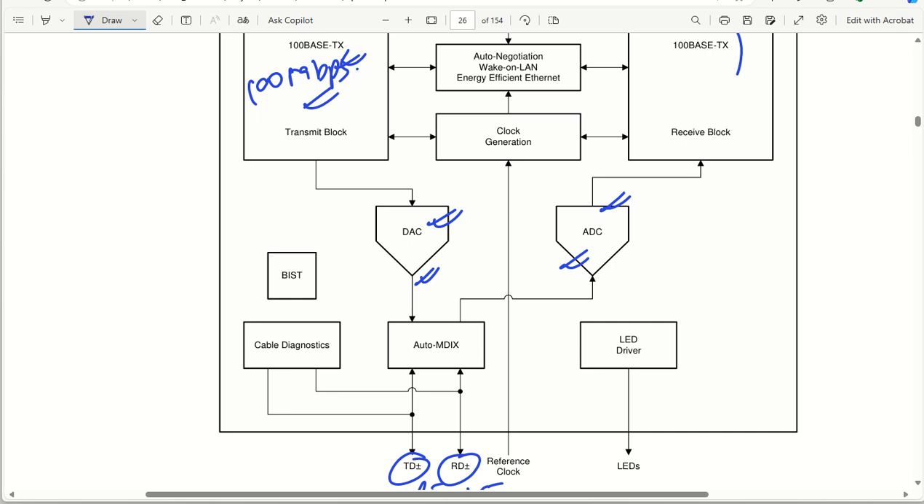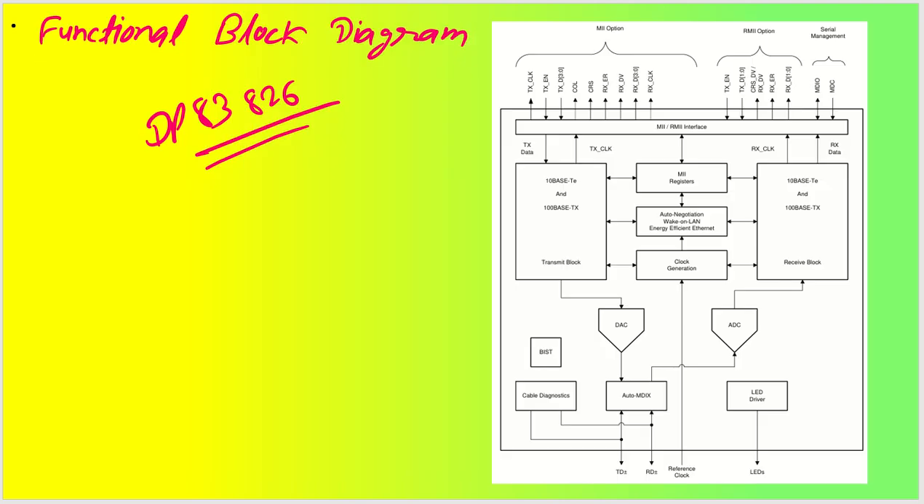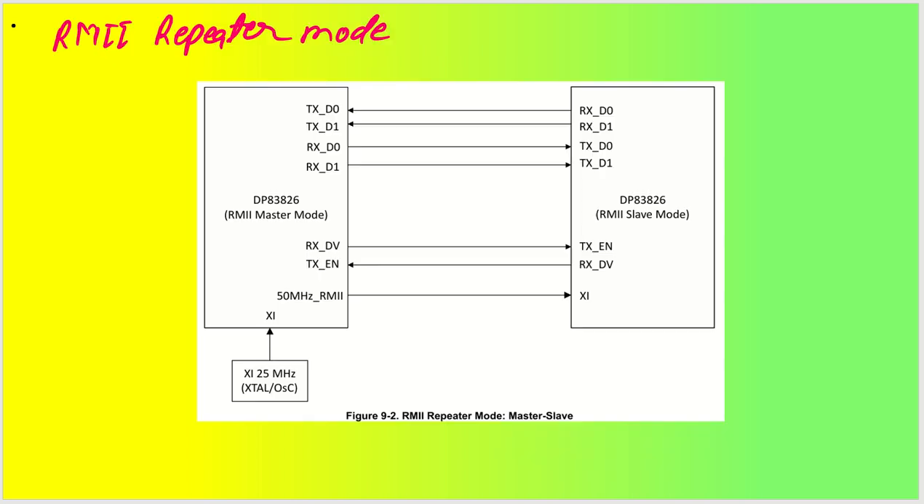Now if we talk about the next options, we have already seen this particular block diagram. Now there are a lot of Ethernet connections. So let us say we are going to utilize this particular Ethernet IC as a repeater. So RMII repeater in master and slave mode. Let us say this is working as my master, and this will be working as slave. So two Ethernet ICs are being used, one acting as master and another one acting as slave.